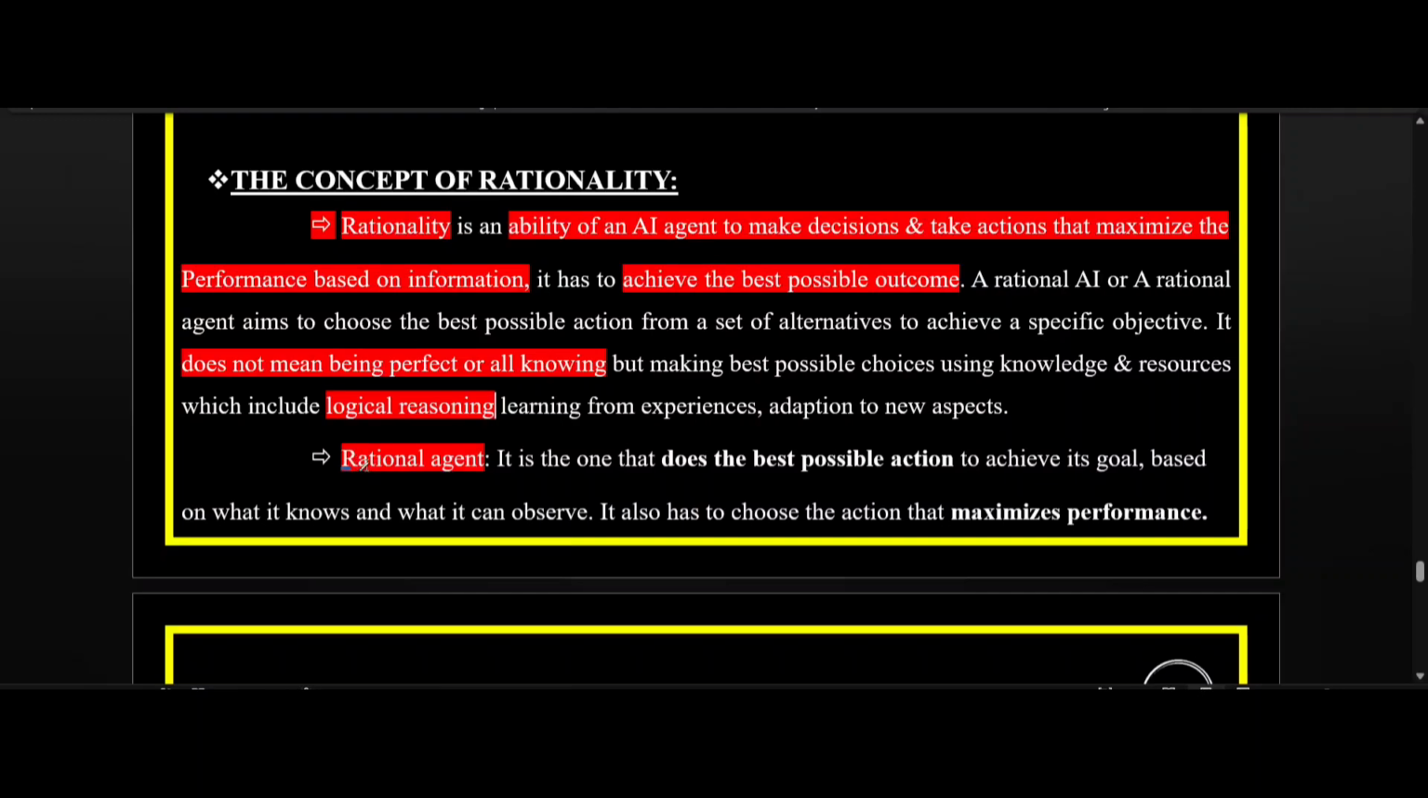So let's see the basic definition of a rational agent. It is the one that does the best possible action to achieve its goal based on what it knows and what it can observe. It also has to choose the action that maximizes performance. So the rational agent, in simple terms, is the one who chooses the best possible action to achieve the desired goal, and it has to choose in such a way that the performance is maximum. It can't be mediocre. It has to be the maximum performance.